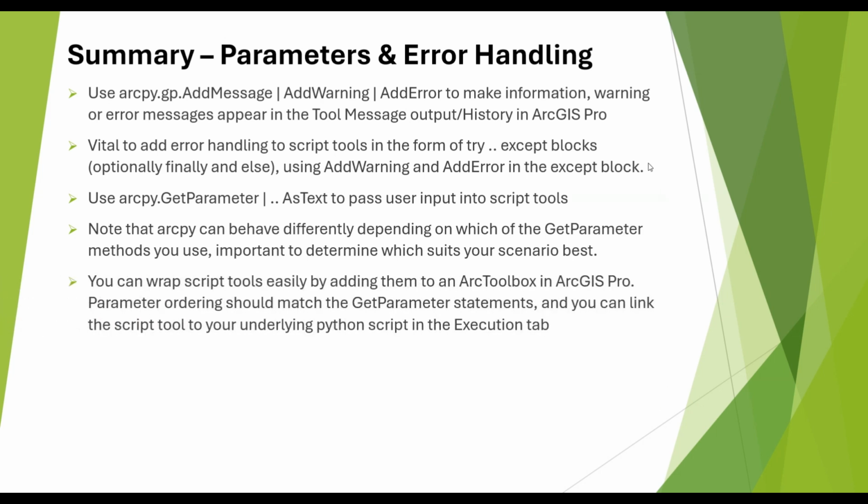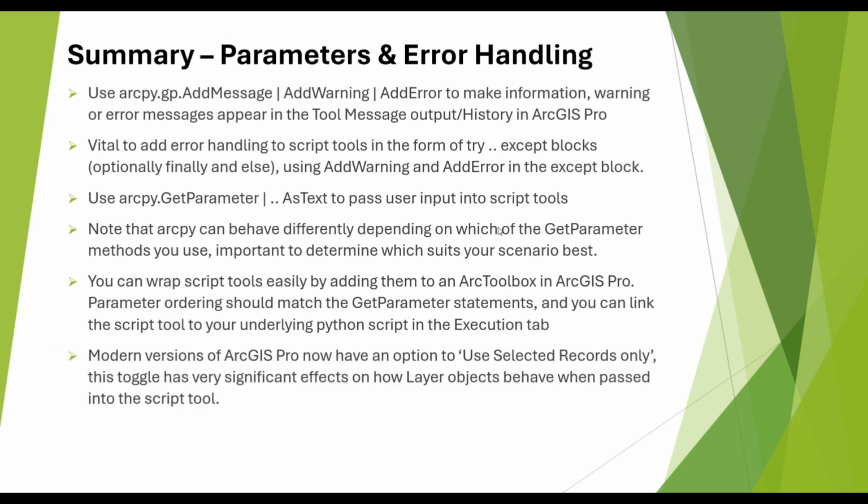And I've covered wrapping up a script tool, basically adding the script to an Arc toolbox in ArcGIS Pro. Parameter ordering should always match the get parameter statements in the script, obviously. And you obviously link the script tool to your underlying Python script in the execution tab. And modern versions of ArcGIS Pro have an option to use selected records only, and this toggle has very significant effects on how layer objects behave when they are passed into the script tool as discussed. So there's more I wanted to cover in this session, but I've waffled on.